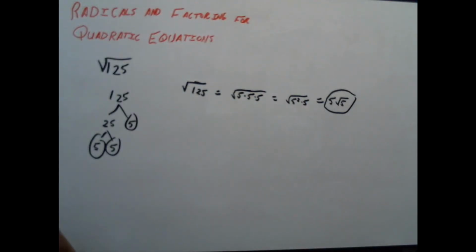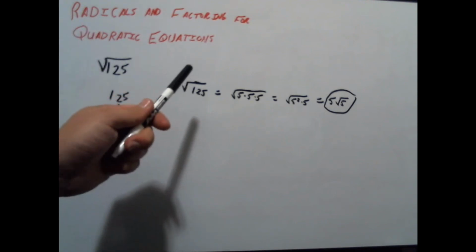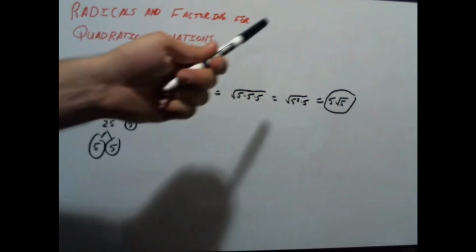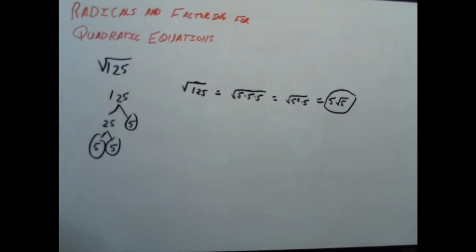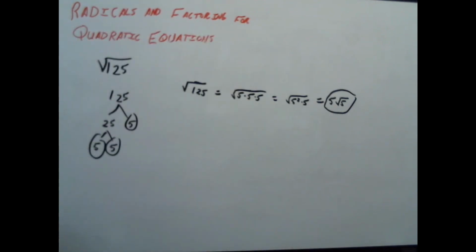If you're not sure if you've got this right, you can put that into a TI calculator or any calculator, and you can put radical 125, see what decimal that gives you, and then 5 radical 5 and see what decimal that gives you. And if those decimals are the same, then you've simplified correctly. But this should always equal this if you're going to be correct.